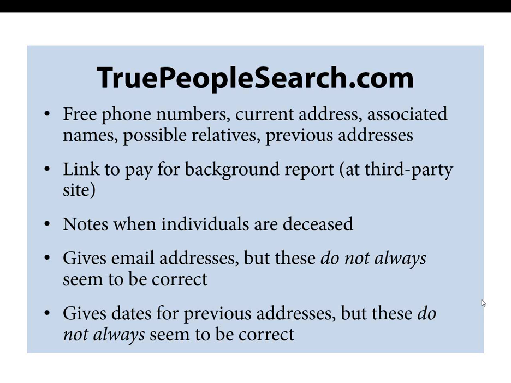True People Search, I found, usually notes when an individual is deceased. It gives email addresses, but these do not always seem to be correct, and it gives dates for previous addresses, but those also do not seem to always be correct.